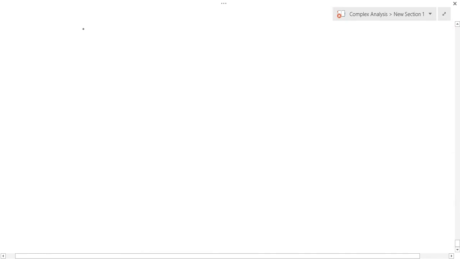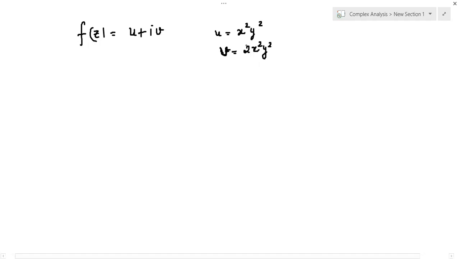So let us consider one example, that is f(z) is equal to u plus iota v, and let us take u is equal to x squared y squared, and let us take v is equal to simply 2x squared y squared. That's good now. So we have taken u equal to x squared y squared and v equal to 2x squared y squared. And now clearly we can say that u and v are both continuous, and their partial derivatives exist. Clearly, you can see their partial derivatives exist.